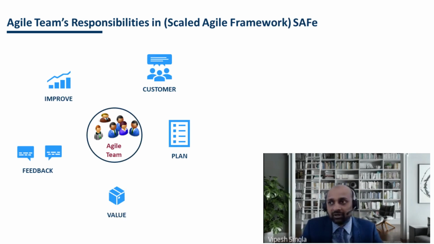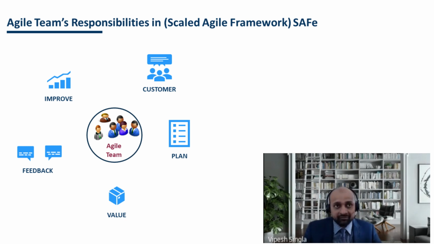Areas of responsibility of an agile team. So these are the five key areas of responsibility of an agile team. They connect with the customer, so they work with the customer to understand their need and their feedback.